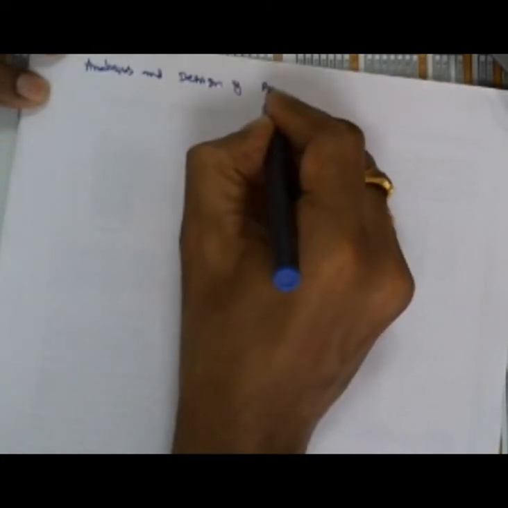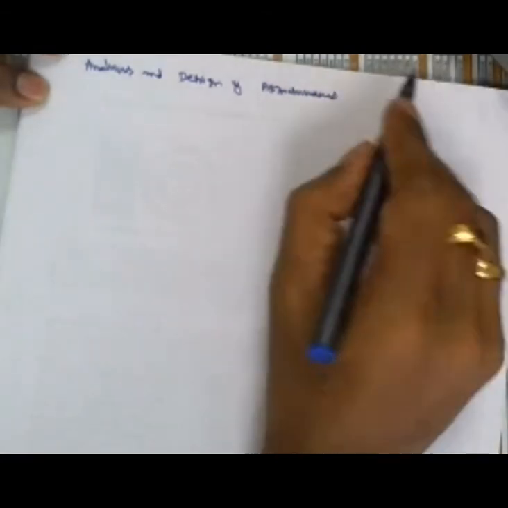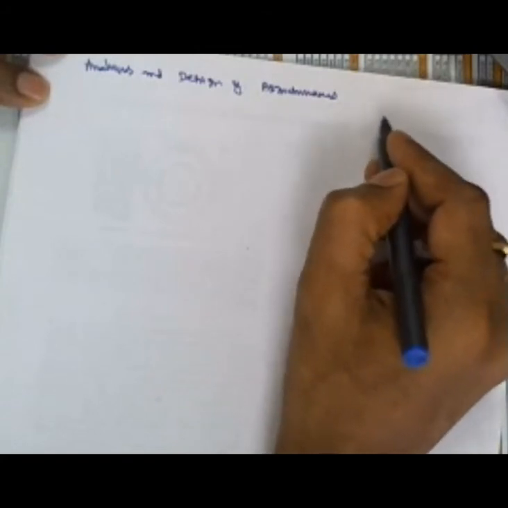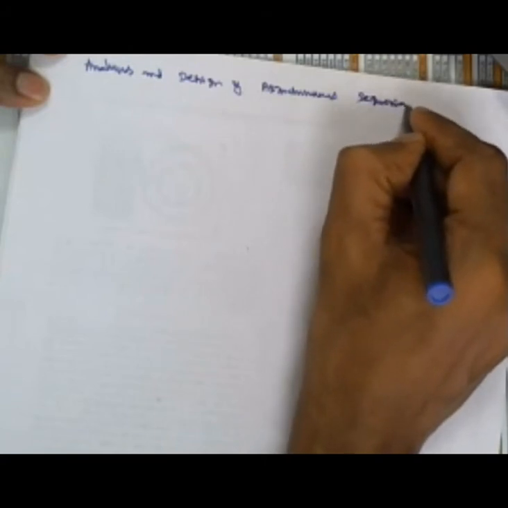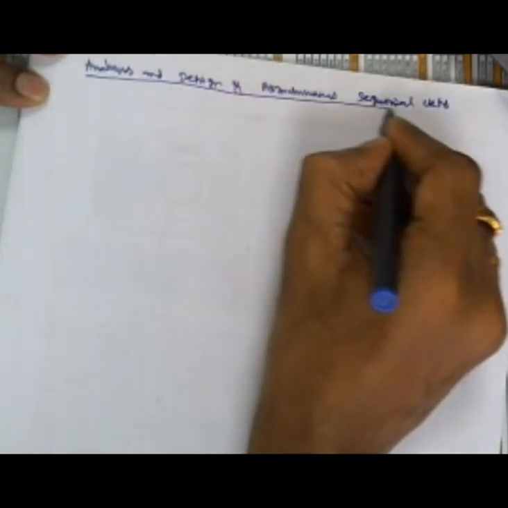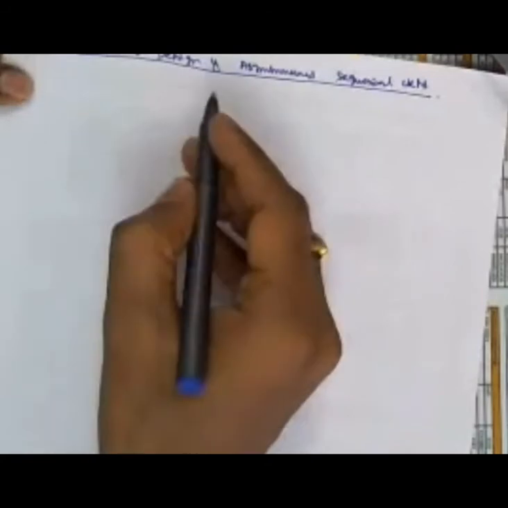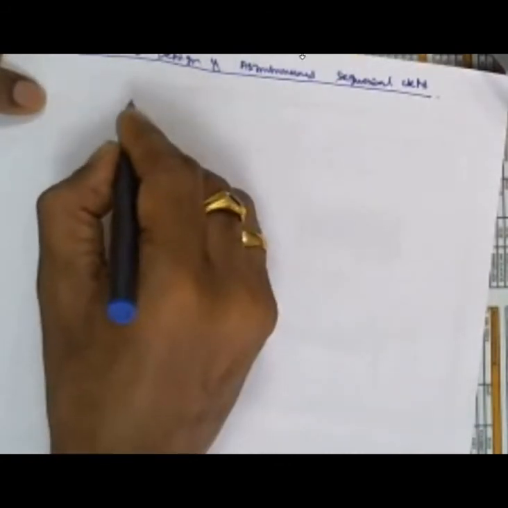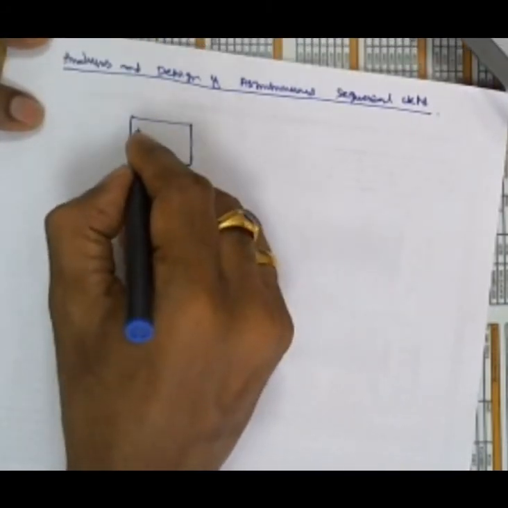So analysis and design of asynchronous circuits. Antonyms, right? Periodic, aperiodic, like that. Synchronous, asynchronous sequential circuits. Right? The general architecture of an asynchronous sequential circuit is the same as the sequential circuit, but with some difference. This is called the next state generating function.